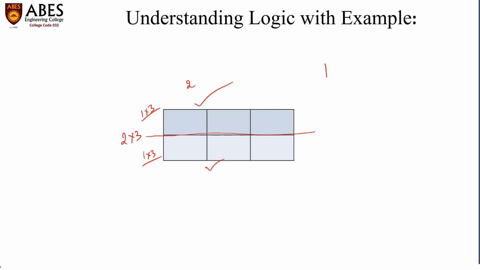So 1 cut was required for dividing this piece of the paper into 2 parts. Another 2 cuts are required to obtain 1 cross 1 pieces for a 1 cross 3 paper, and the same number of cuts are required for the other piece of the paper. So 1 plus 2 plus 2, I require 5 cuts to obtain 1 cross 1 pieces of the paper.